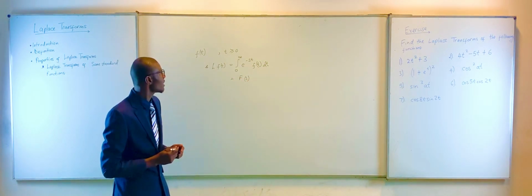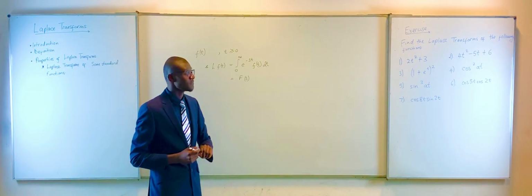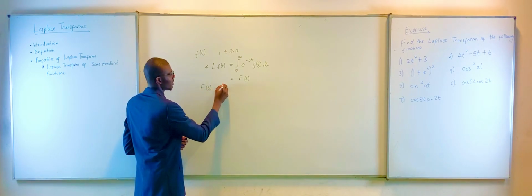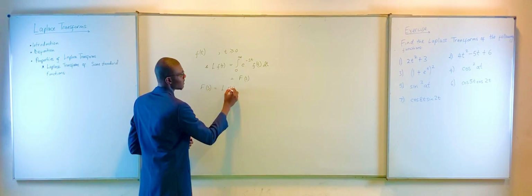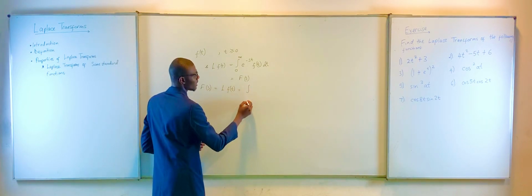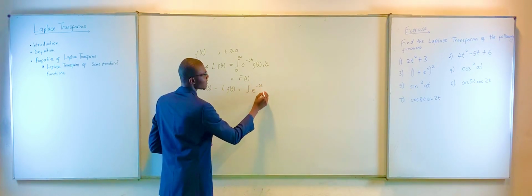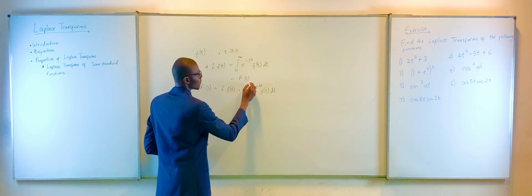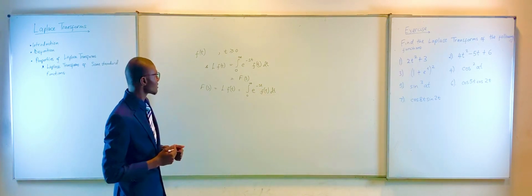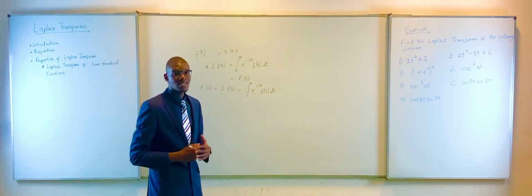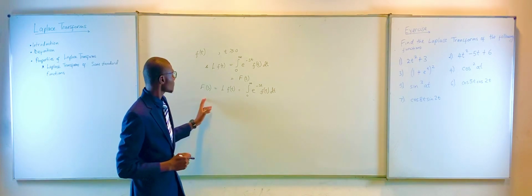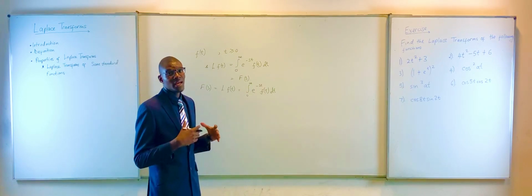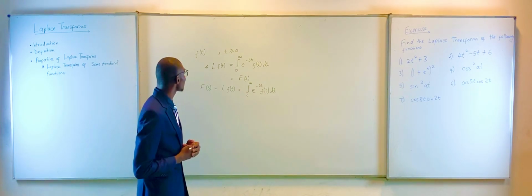So I'm sure from this you can see that s is a parameter such that F of s would be equal to the Laplace transform of f of t, which is equal to the integral of e to the power minus st f of t dt from 0 to infinity, like this. So this is the definition of a Laplace transform. And of course here s would be either a real number or a complex number.